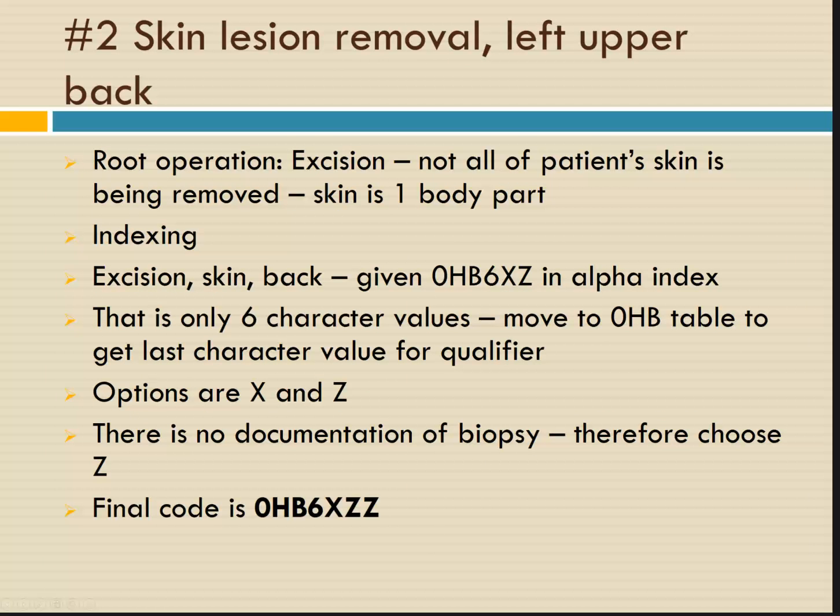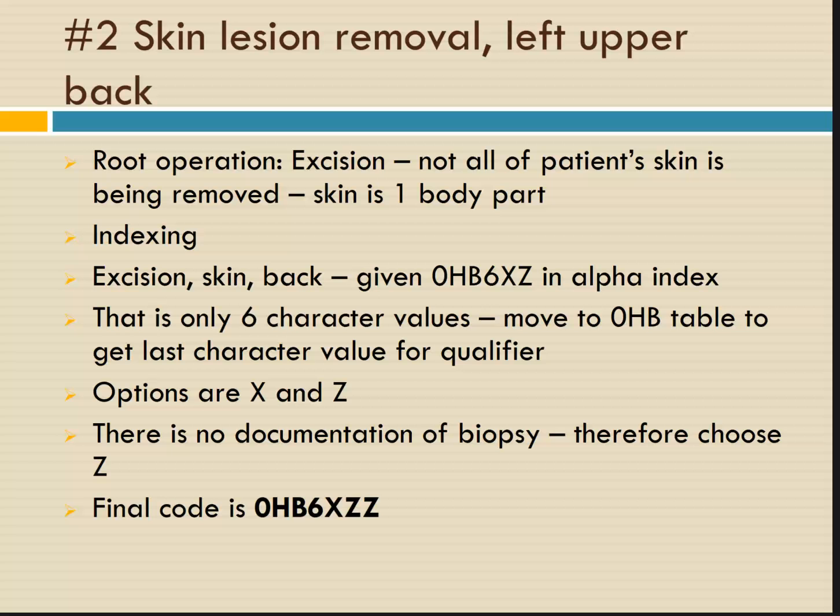Then moving to the next one, which is noted in your textbook as skin lesion removal, left upper back. Again, we know based on our anatomy knowledge that the skin in total is one body part. So removal of part of the skin, in this case of the patient's back, equates to excision. We're going to index the word excision, then skin, then back. We're given 6 characters in our ICD-10-PCS alpha index. They are 0HB6XZ. We know that's not a complete code.